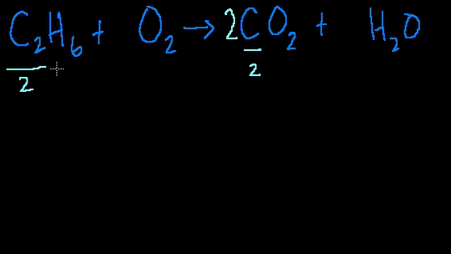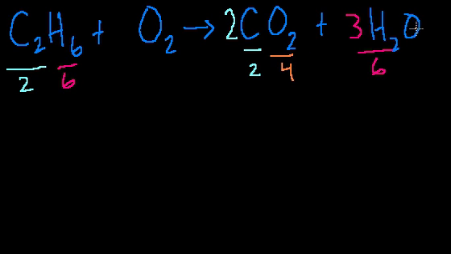I have 6 hydrogens here. I only have 2 hydrogens in the water. So we'll need 3 water molecules. And now I've balanced out the hydrogens. I have 6 hydrogens on both sides of the equation. And now let's deal with the oxygen. Here, on the right-hand side, I'll do it in this orange color. I have 2 oxygens in each carbon dioxide molecule, and I have 2 molecules. So I have 4 oxygens.